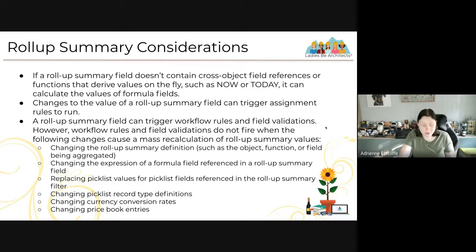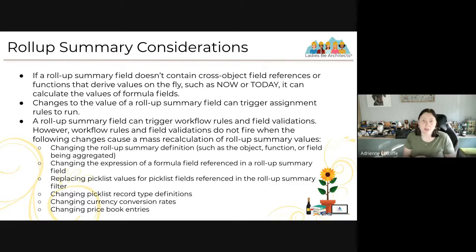Some more considerations. Forgot I had two slides of these. A roll-up summary field can't contain a cross-object field. So for example, if you're using a formula field that is returning now or returning today in it, you can't use that in a roll-up summary.